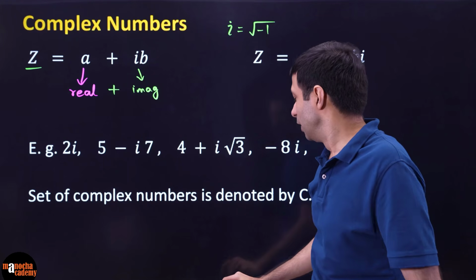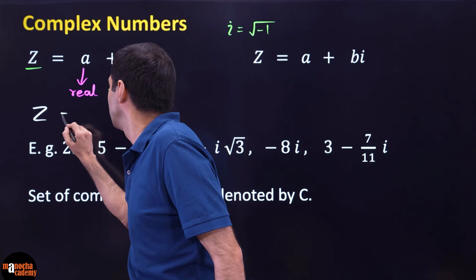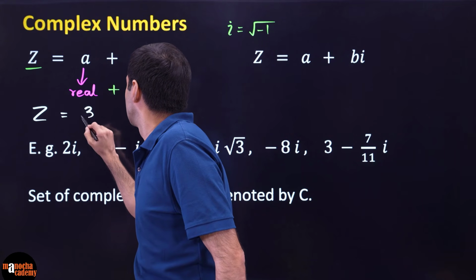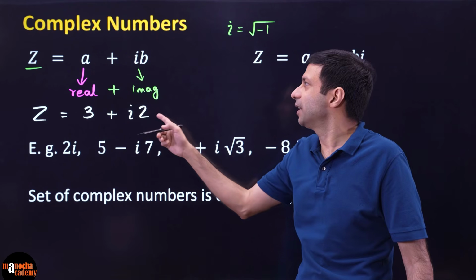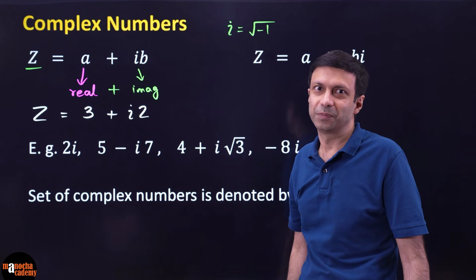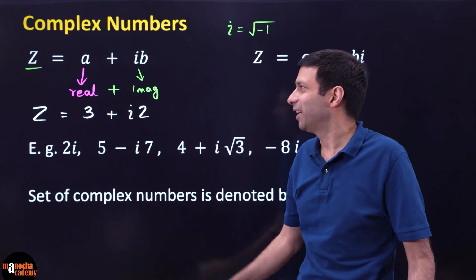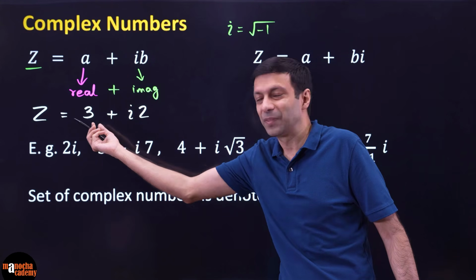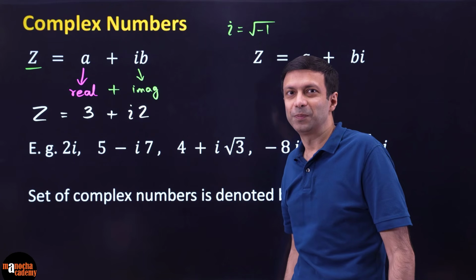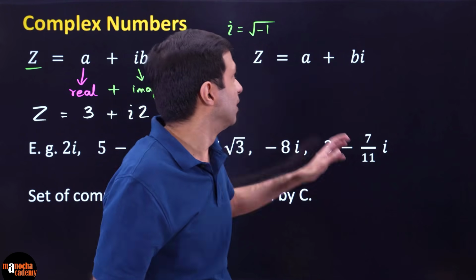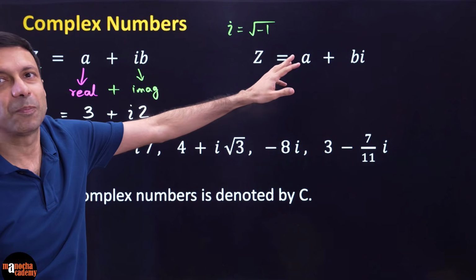Let's take an example. So for example, your complex number Z can be 3 plus iota times 2. So 3 plus iota 2, right? Or 3 plus i2, whichever way you want to pronounce it. So you can see it has a real part 3 and an imaginary part over here, iota times 2. In some books the iota is written later, so we write it as a plus bi.